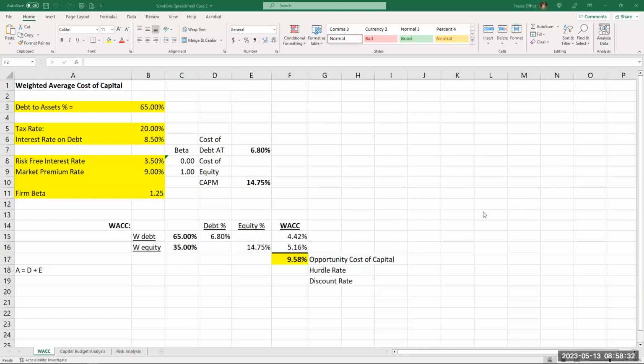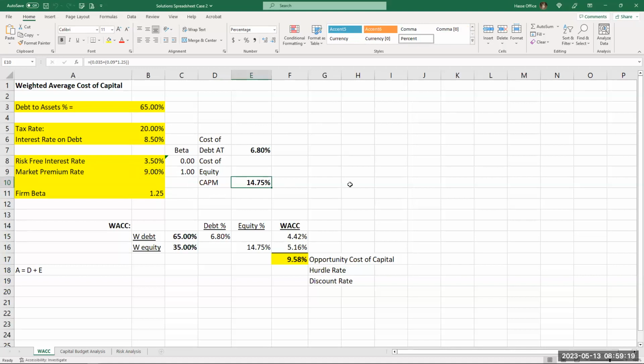So again, we were asked to do a cost of capital with a capital structure of 65% debt and 35% equity. You are asked to determine the after-tax cost of debt, which is 6.8%, which is the interest rate on the debt times 1 minus the tax rate of 20%. You're asked to determine the cost of equity using the capital asset pricing model with a risk-free interest rate of 3.5%, a market premium rate of 9%, and a beta of 1.25. Because I gave you the market premium rate, there is no need to subtract the risk-free rate, because that's already been calculated in what is called the market premium.